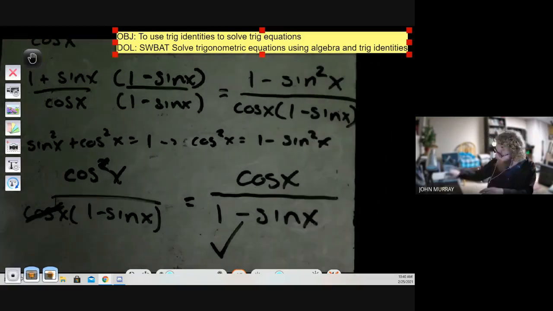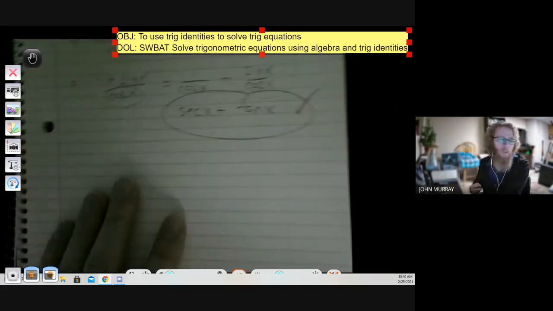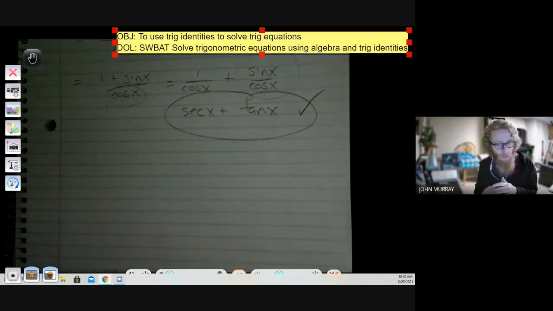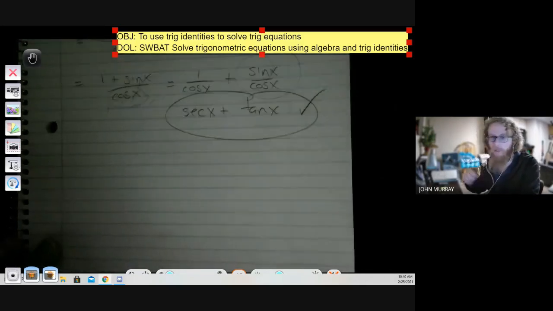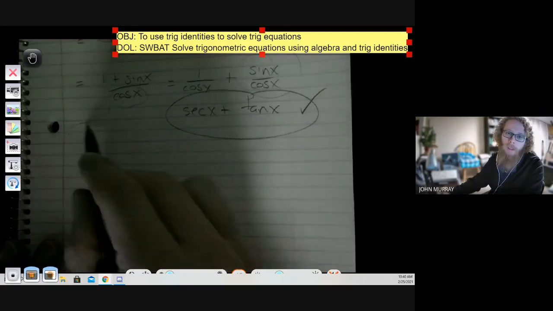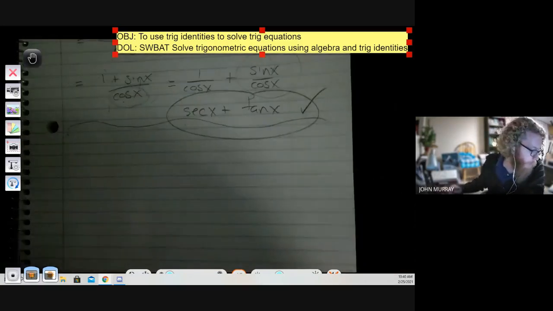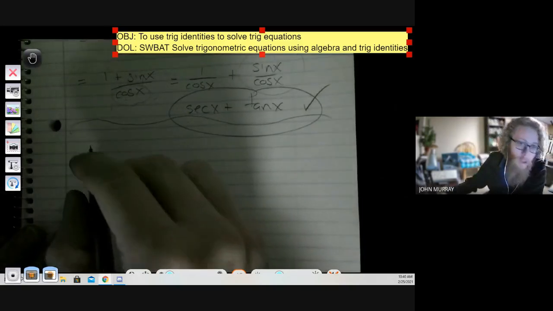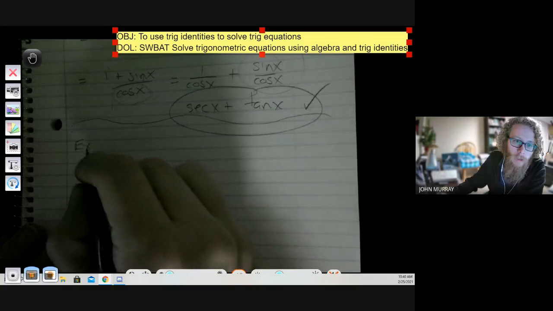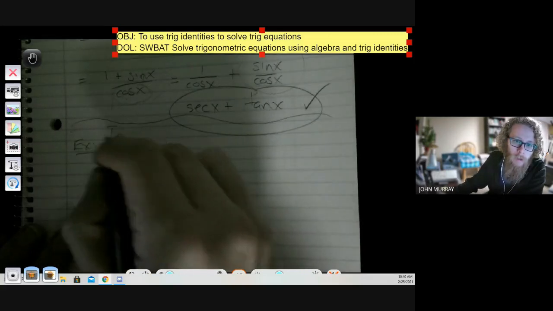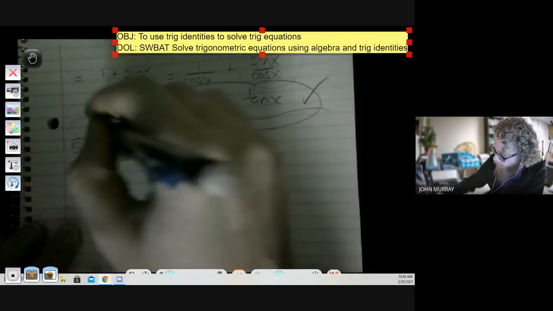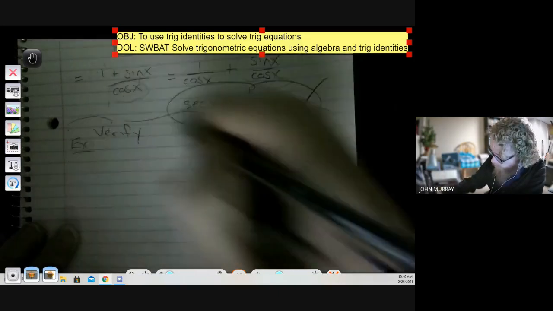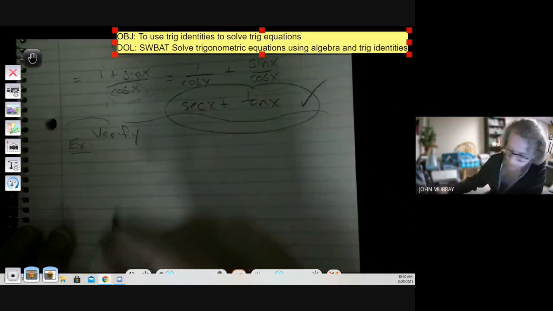Okay, so today we'll see how much time we have, but it might be the last day we're talking about trig identities. I know you guys are going to miss it so much, but we do have to move on. But there's one more example that I want to show you. Okay, so again, we're going to verify.